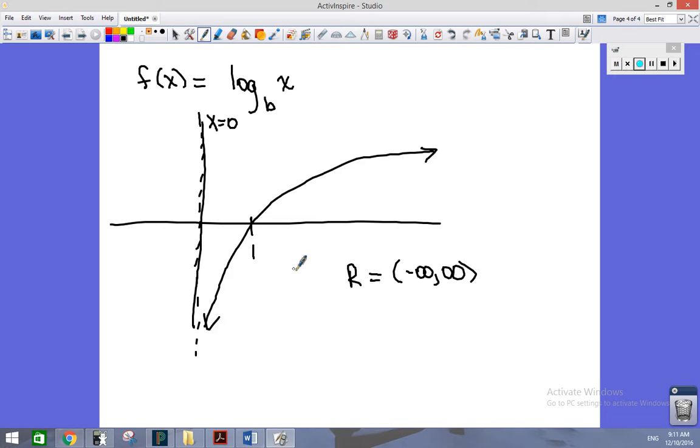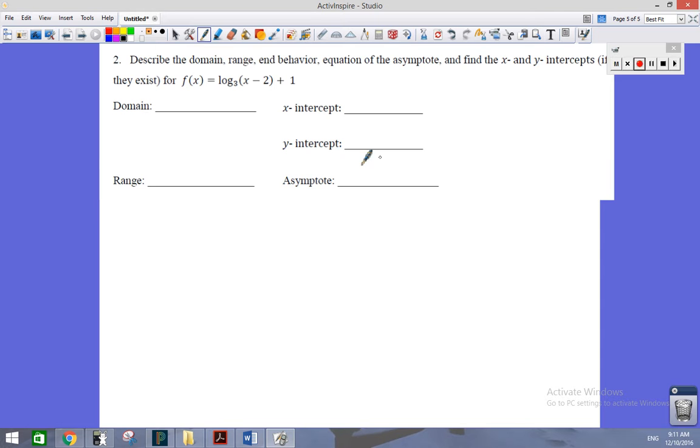The range of a basic exponential was positive real numbers, and with domain and range being switched, the domain of a logarithm is now positive real numbers. Okay, so that's stuff that we know before we ever look at any of these problems. So if we take a look at this second problem, the range for any logarithmic function is all real numbers.